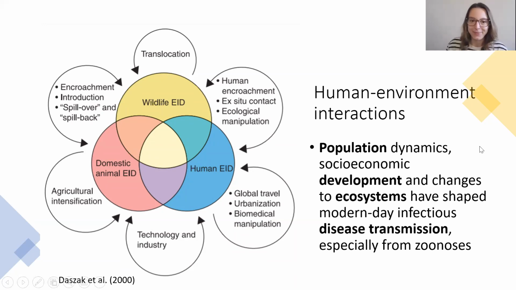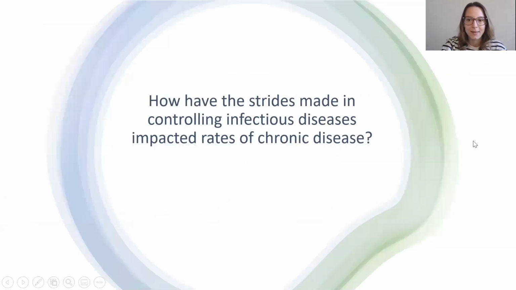Now, something that we haven't really spent a lot of time talking about is how all these things might potentially impact chronic diseases. We've spent the bulk of time talking about infectious diseases. So today we're actually going to talk a little bit more about chronic diseases, which is a really important piece of the puzzle as well. The question that we'll be exploring is, how have the strides made in controlling infectious diseases impacted chronic disease? Is there any sort of relationship there between the two?